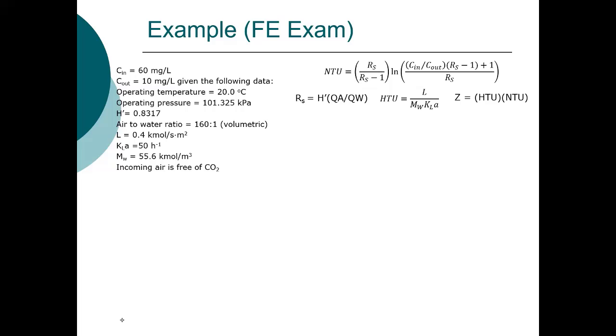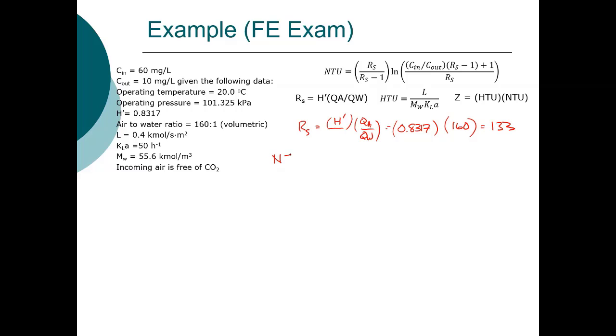So R sub S is equal to H prime times Q sub A over Q sub W. And I apologize for the subscripts, copying them. 0.8317 is the dimensionless Henry's constant. And we were told that the ratio is 160. And that gives us a stripping factor of 133.